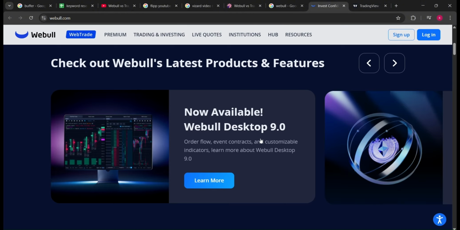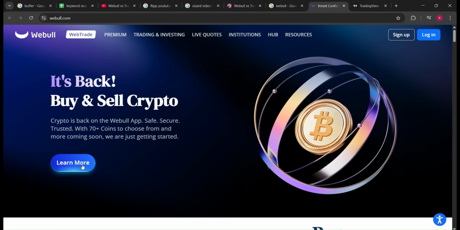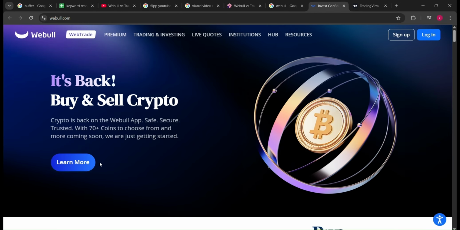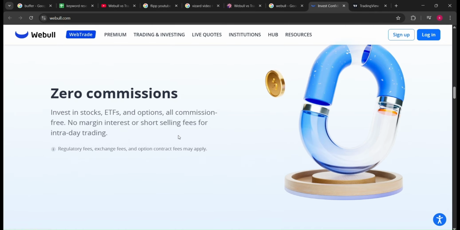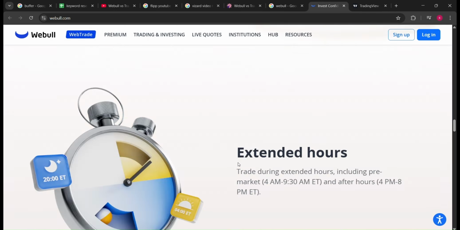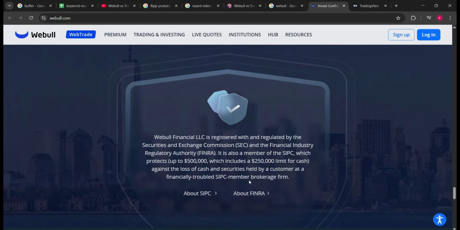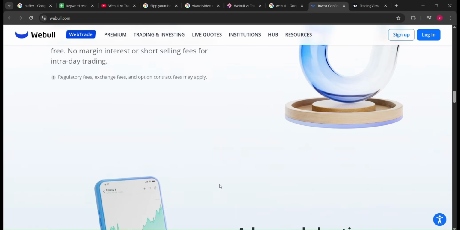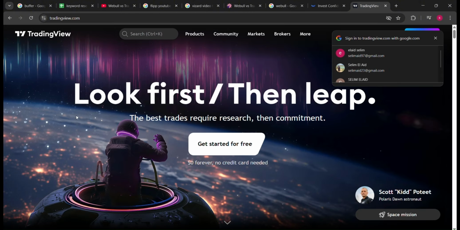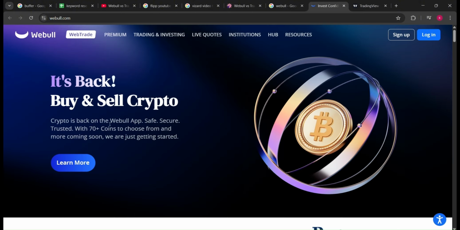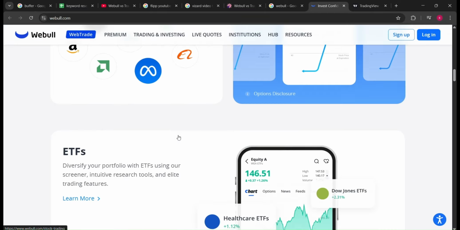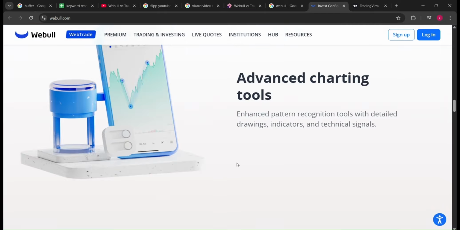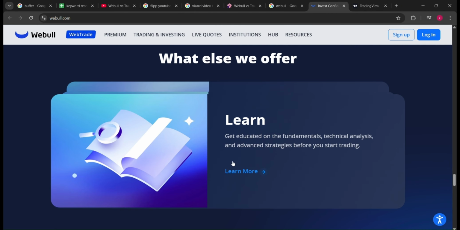Webull stands out for its clean, streamlined design. The interface feels modern and focused, especially if you mainly trade stocks or options and don't want too many extra panels cluttering your screen. The charting tools are strong, offering solid technical indicators and customization. The mobile app is smooth and easy to navigate, which makes managing positions on the go pretty convenient.